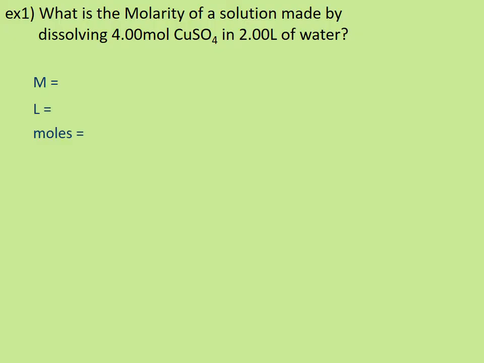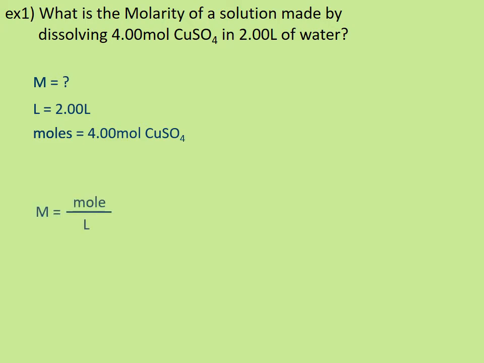Now for the real examples for you to take down. Note I have started a variable list. What is the molarity? So I'm looking for molarity of a solution made by dissolving 4.00 moles CuSO4 in 2.00 liters of water. So my liters are 2.00 and my moles are 4.00 moles of CuSO4.